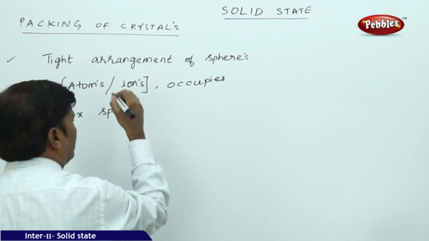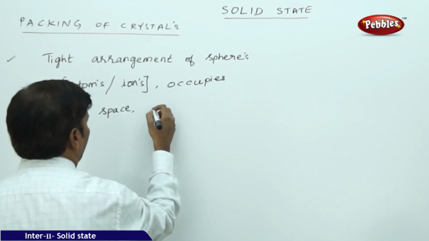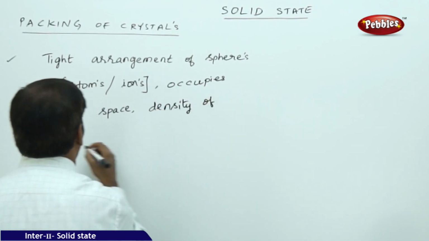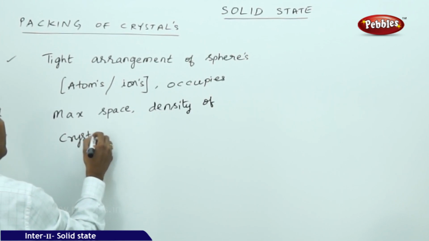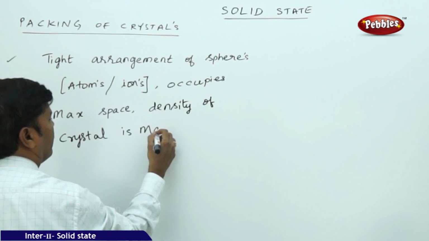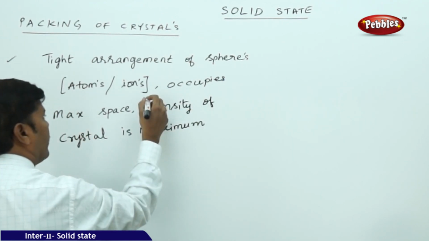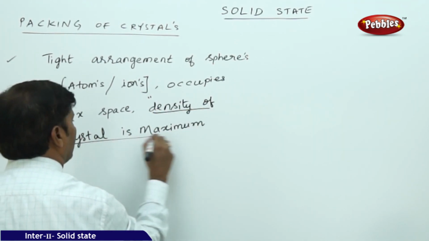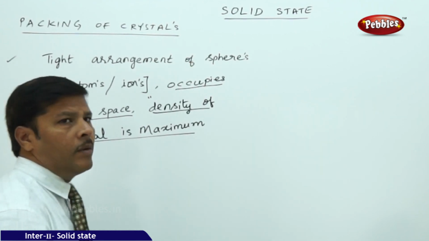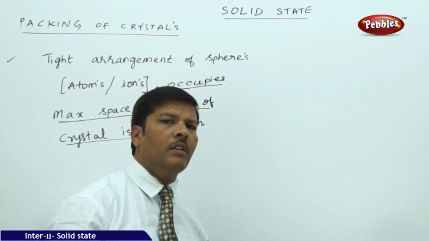maximum availability of the space within the crystal lattice, such that you find that the density of crystal is maximum. This is the purpose of the packing of crystals. That means they occupy the maximum amount of space, and thereby that results in the maximum amount of density present in the given crystal lattice.